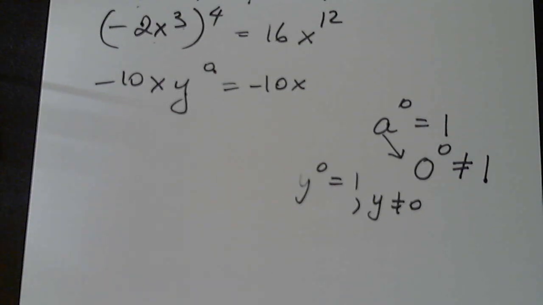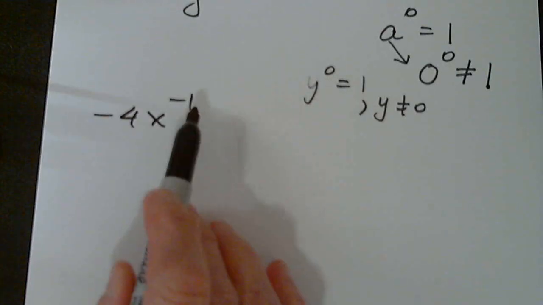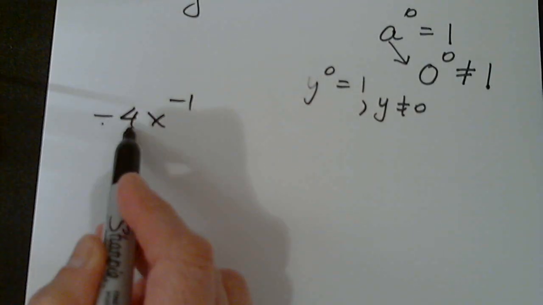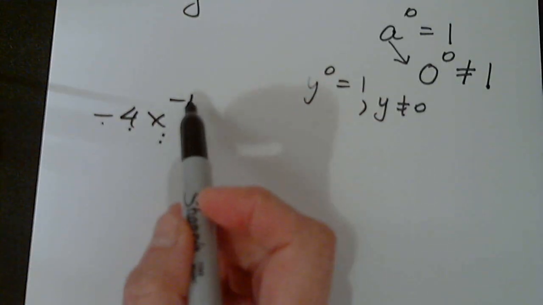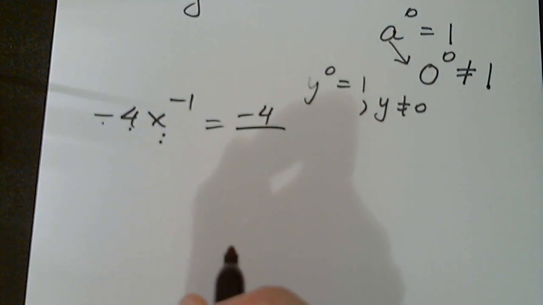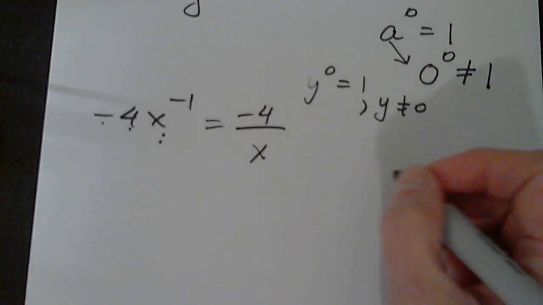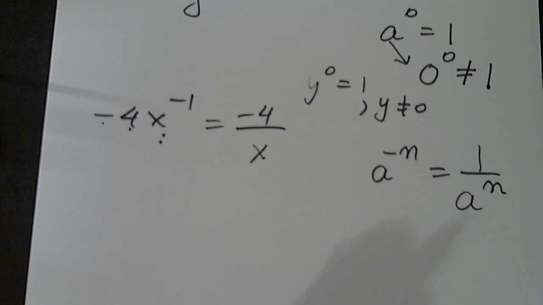The next problem is negative 4x to the negative 1. You cannot transfer negative 1 over anything else. This is one factor, this is another factor, this is the third. Only the third factor has power negative 1. So negative 4 cannot be moved anywhere. But x to the negative 1 is 1 over x, because a to the negative n is 1 over a to the nth power.